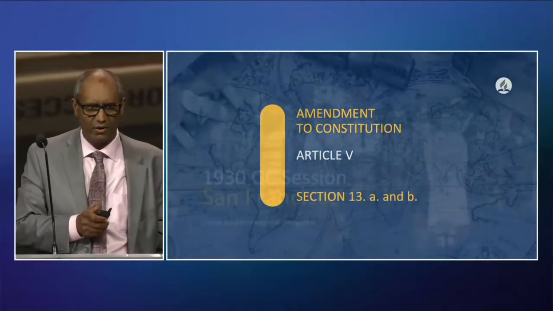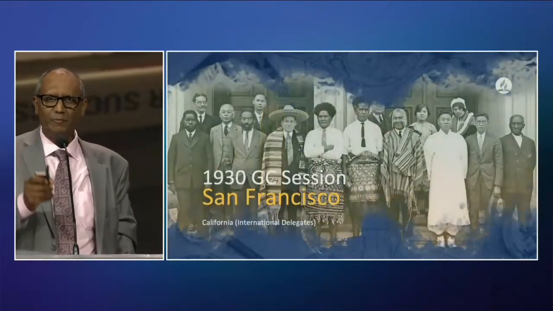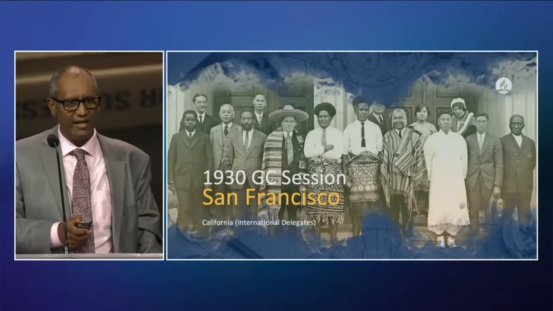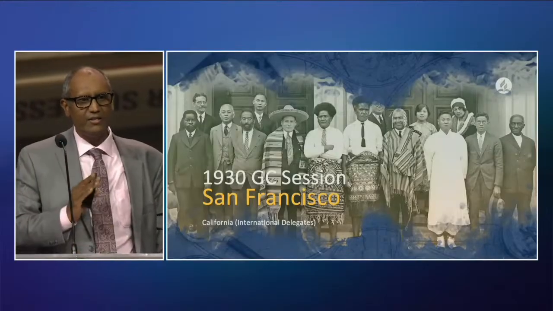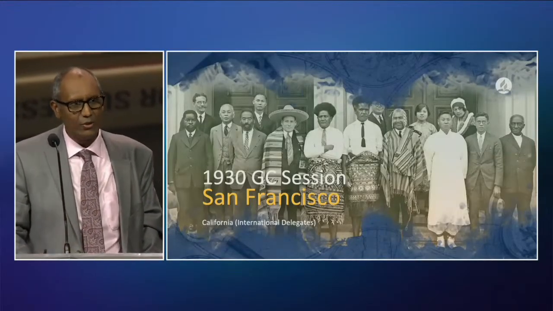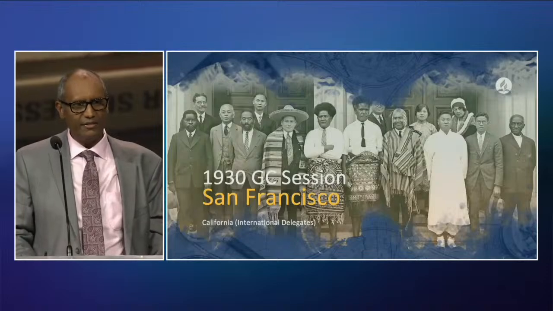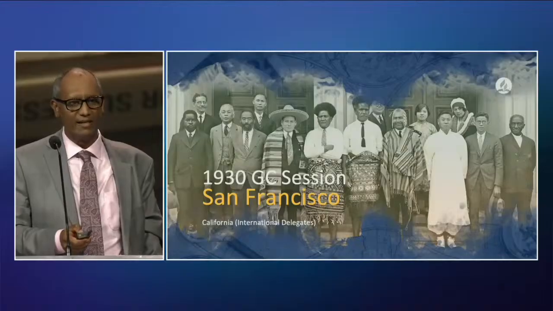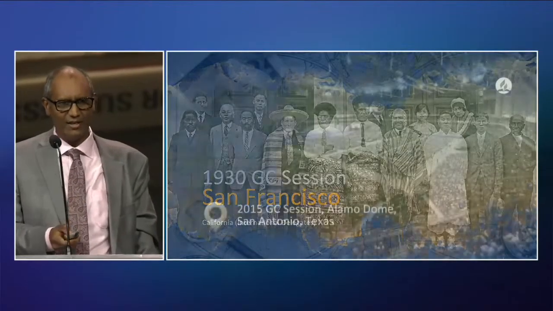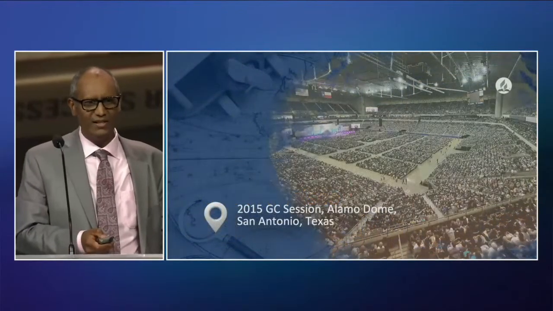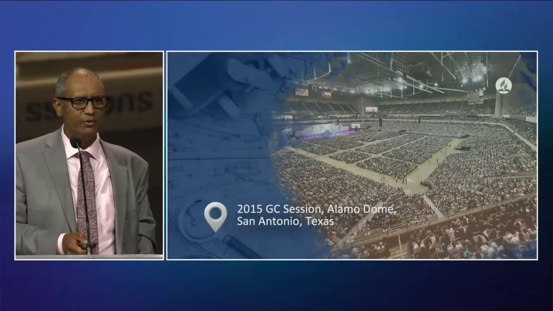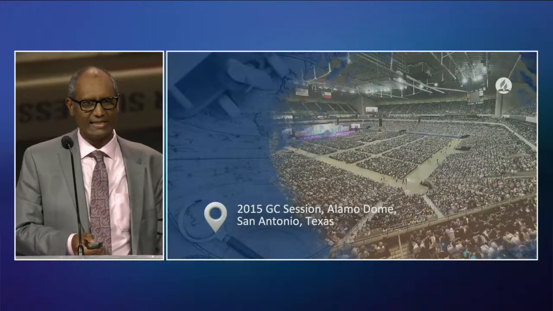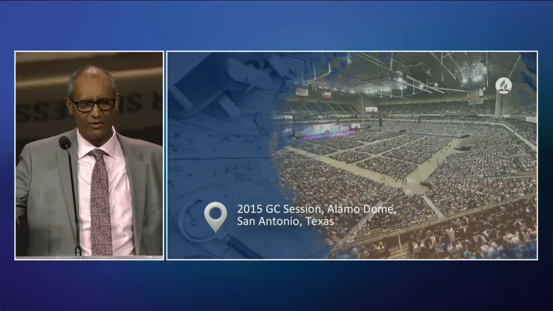So you have known that already. I found this picture very interesting. You have 15 individuals here and they composed the international delegates to the 1930 GC session in San Francisco. 15 international delegates. And this is in 2015. We are more than 62,000 people in San Antonio in Texas. So this is how GC session has grown.